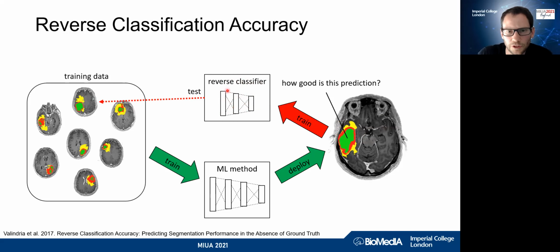What we then can do is we can use that classifier and test it on all our training data. And we go through each of those training images. And what we do is we see how well we can predict the training data. Now, how does this help us?